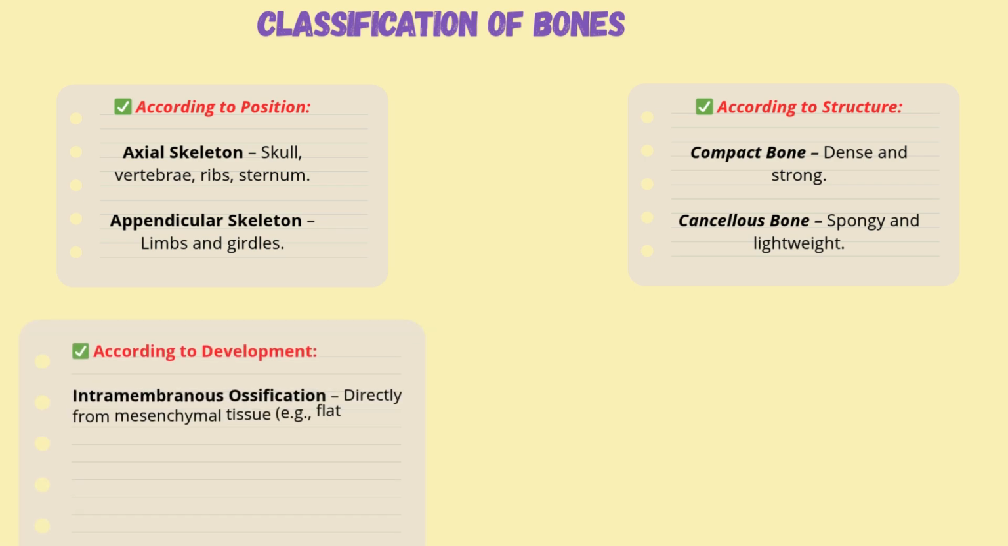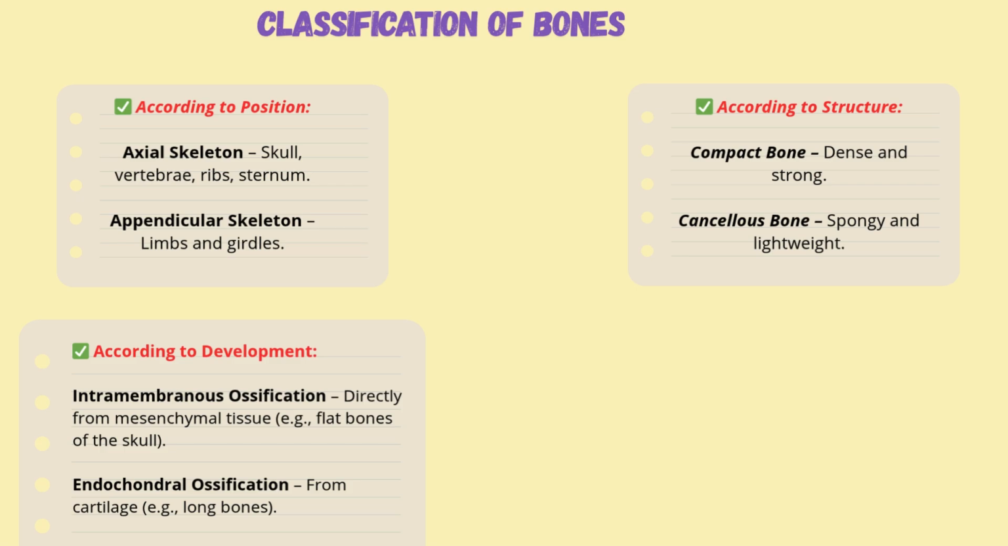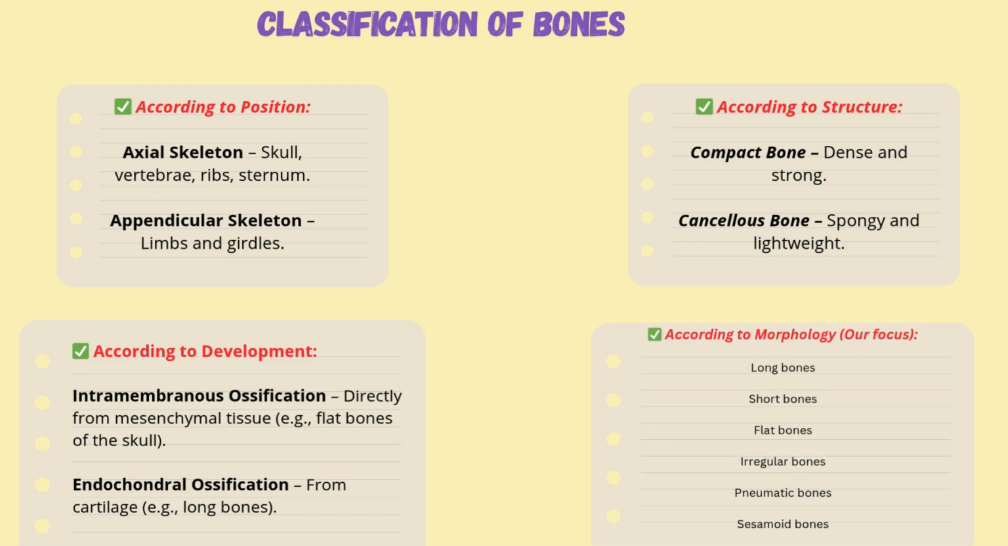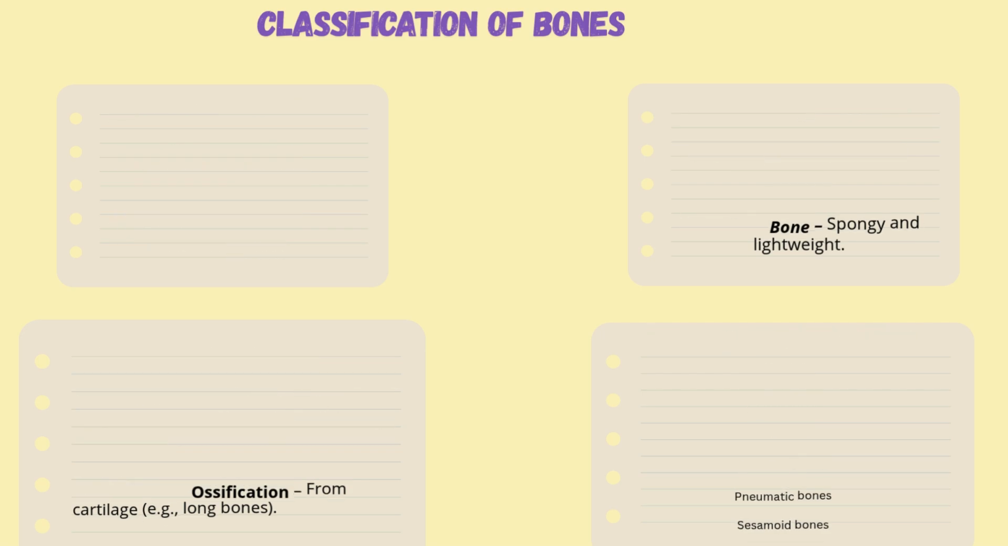According to development: intramembranous ossification, directly from mesenchymal tissue, e.g., flat bones of the skull. Endochondral ossification, from cartilage, e.g., long bones. According to morphology, our focus: long bones, short bones, flat bones, irregular bones, pneumatic bones, sesamoid bones.